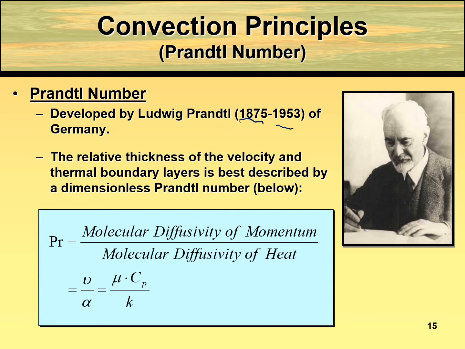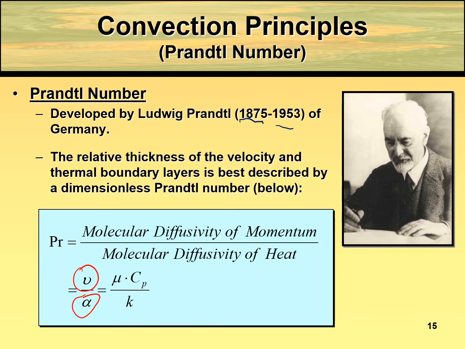So what does it mean by the Prandtl number? It is the ratio of the molecular diffusivity of momentum, which is given by the kinematic viscosity, divided by alpha, where alpha is the molecular diffusivity of heat, which is thermal conductivity divided by rho Cp.